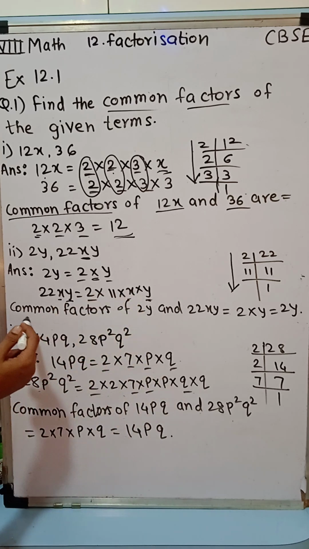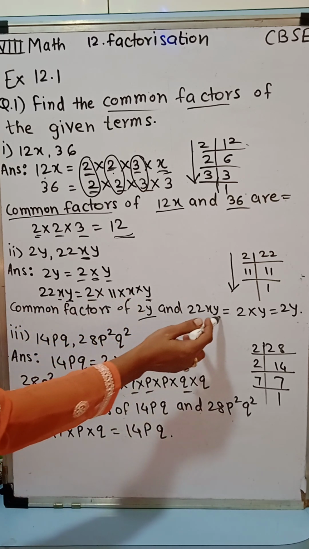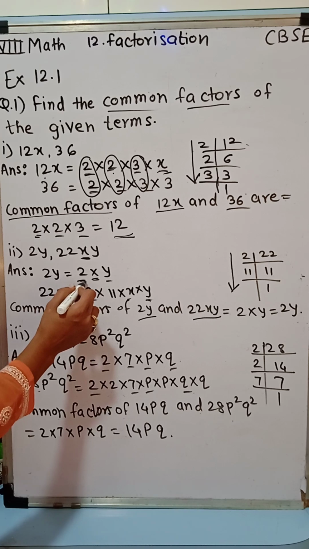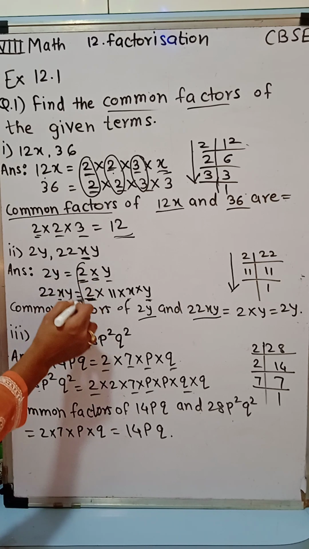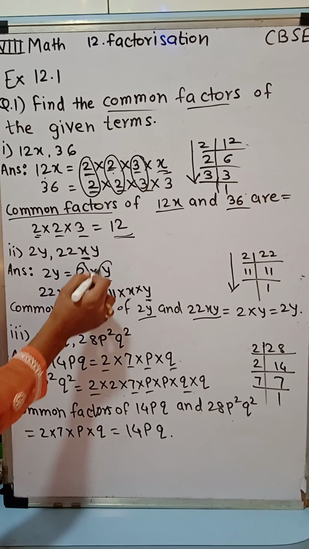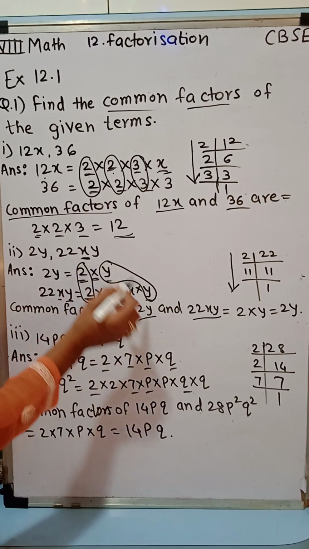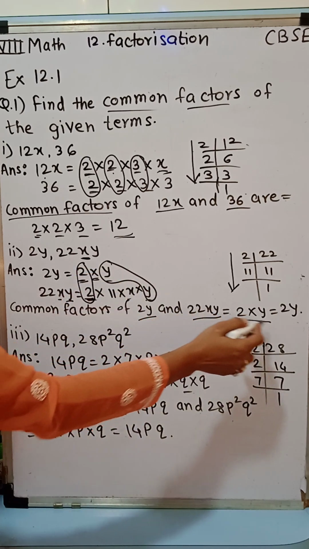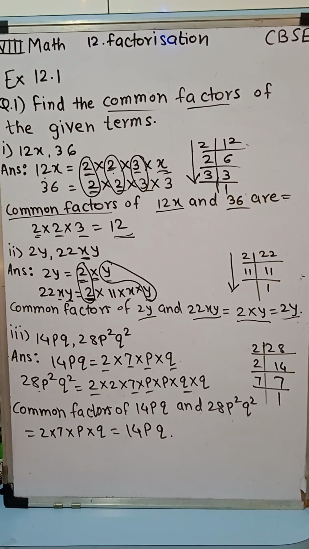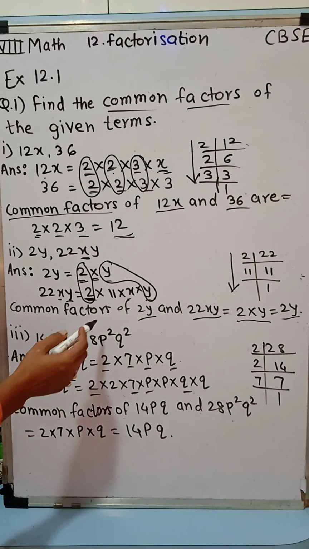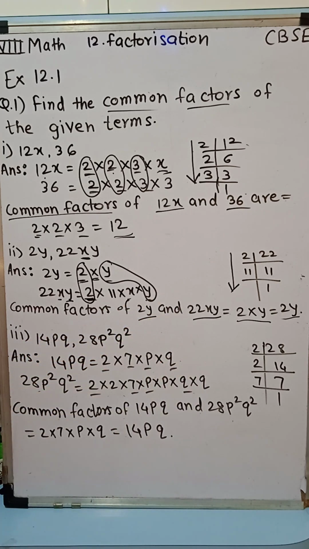Now we need to write down the common factors of 2y and 22xy. What is common? Again 2 is common and y is common. So 2 into y, and the product of this is 2y. So 2y is the common factor of 2y and 22xy.